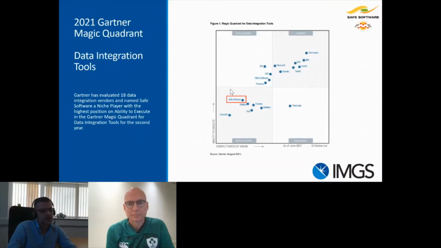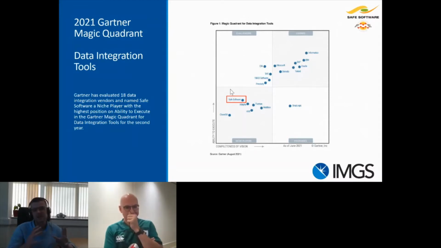I know myself and Gavin definitely argue about where it sits. We definitely think it should be a little higher, especially on ability to execute. I think that's silly. It should be right up the top. But anyway, it's a work in progress, I guess. So again, it's great to see that they're being recognized inside that quadrant. And I know there's probably great things to come.